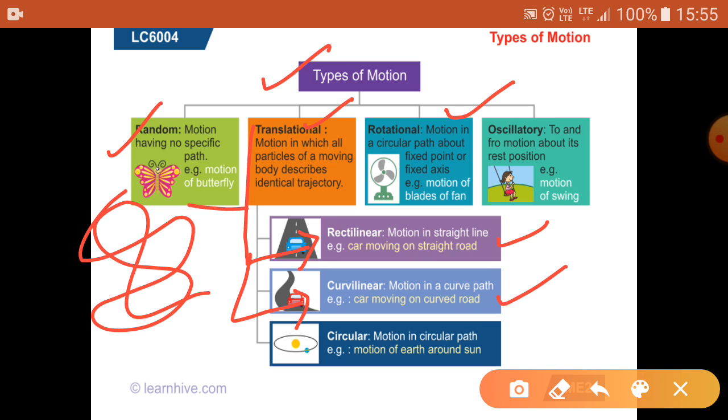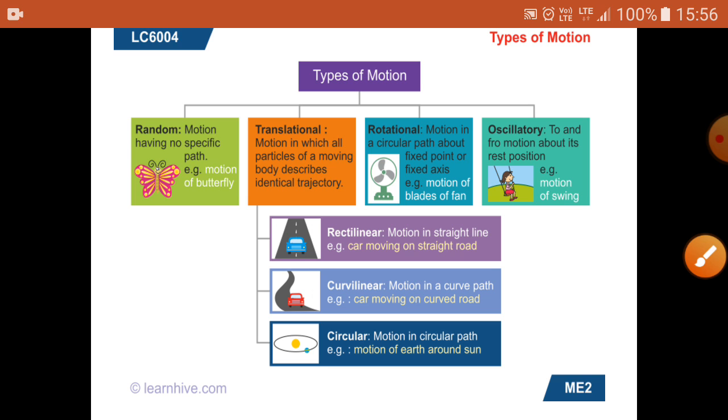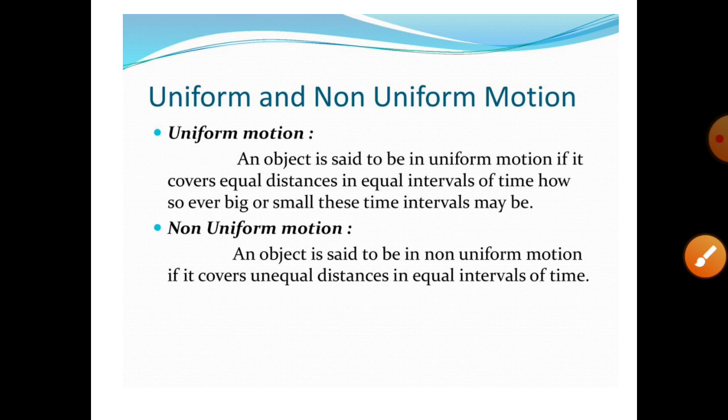Rotational motion we have already discussed, motion in a circular path, and oscillatory motion is to and fro motion. So motion which is to and fro is called oscillatory motion, and fast oscillatory motion is vibrational motion. For example, this girl is sitting on the swing and the swing is moving to and fro. So that motion is known as oscillatory motion. So these all are the types of motions.